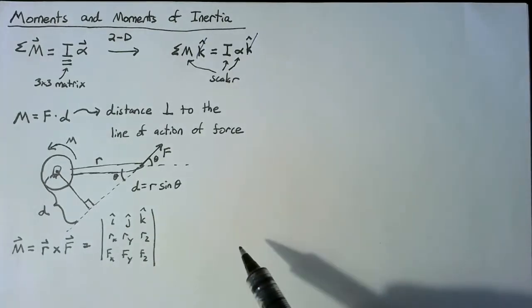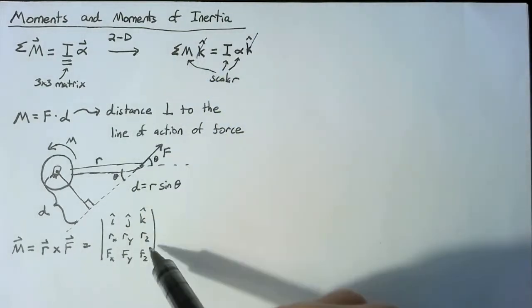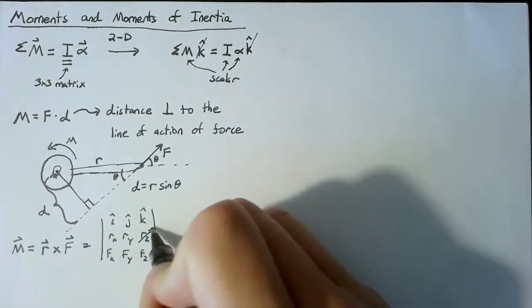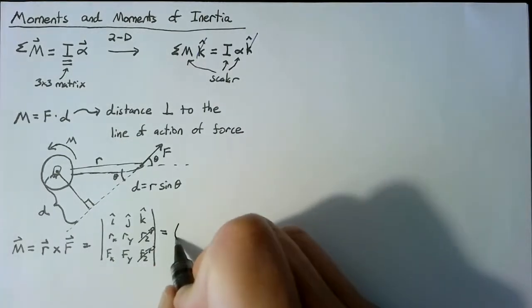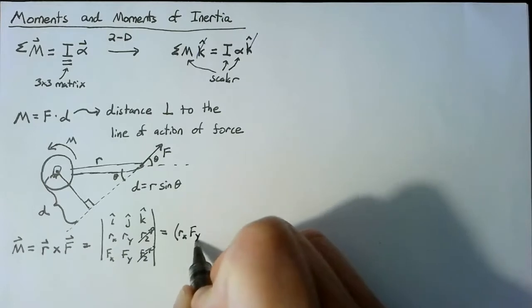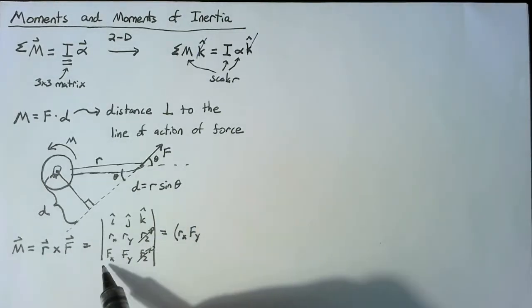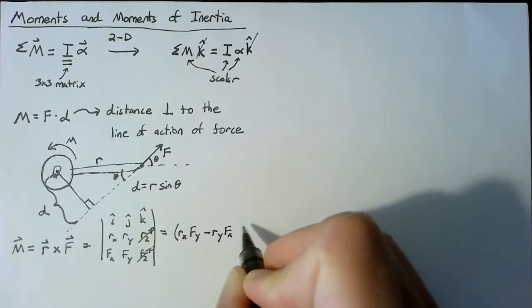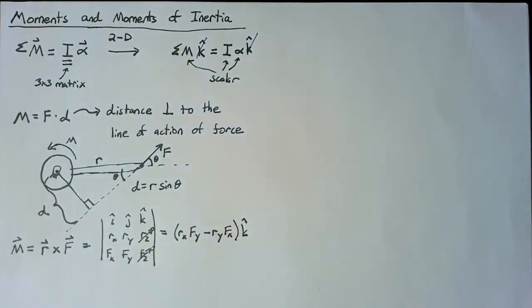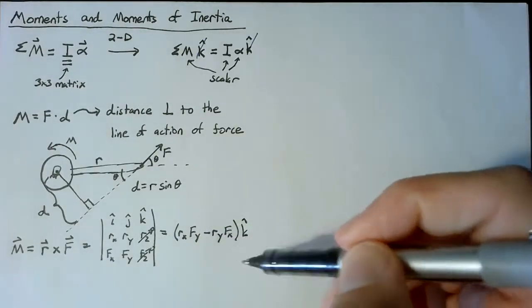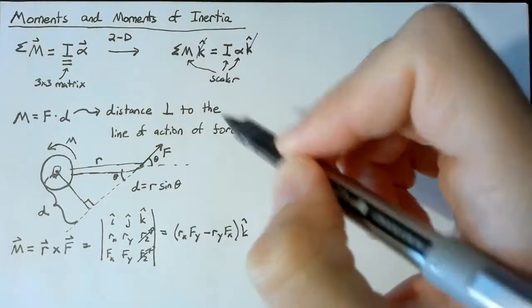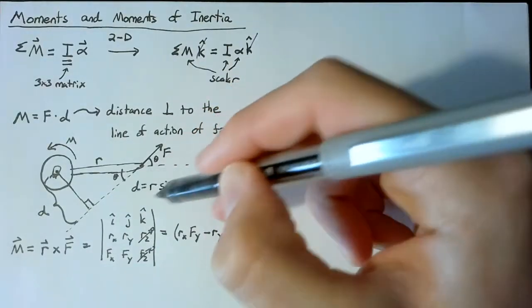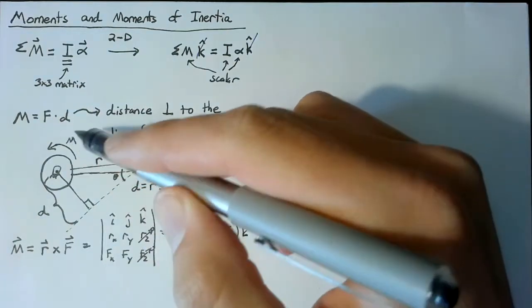Now, we said that we're really only interested in the 2D problem, which means that we can get rid of the z terms. Now, if we do that and take the determinant, we end up with Rx multiplied by Fy minus Ry multiplied by Fx, and all of that is multiplied by this k. And which of these formulas you decide to use would depend greatly on what information exactly you're given. If you're given an angle theta, then it might make more sense just to use the definition of d here and plug that into the moment is equal to F times d.